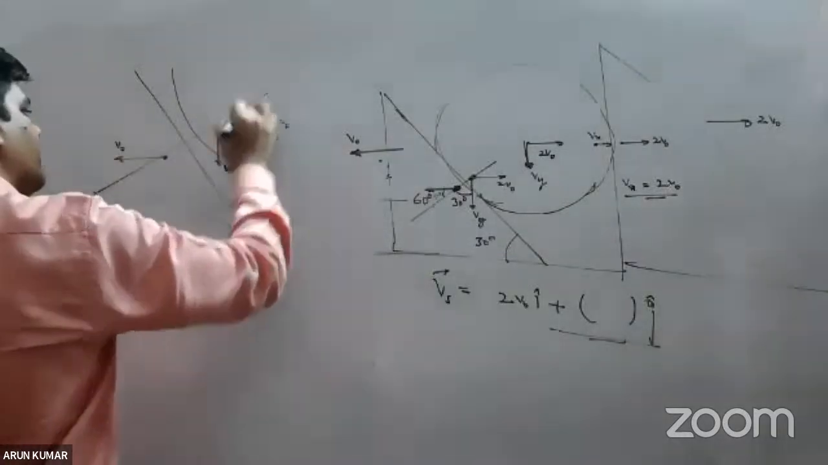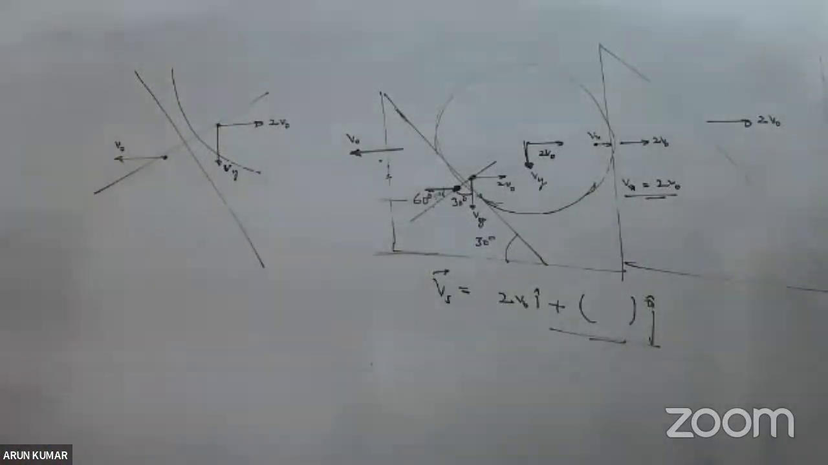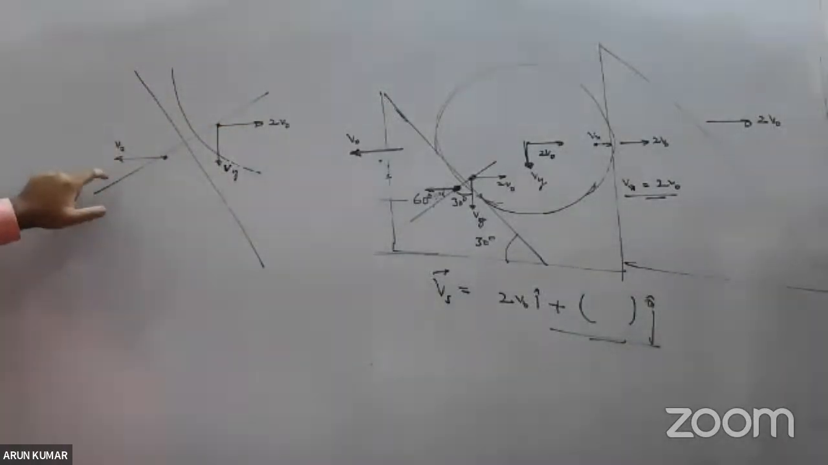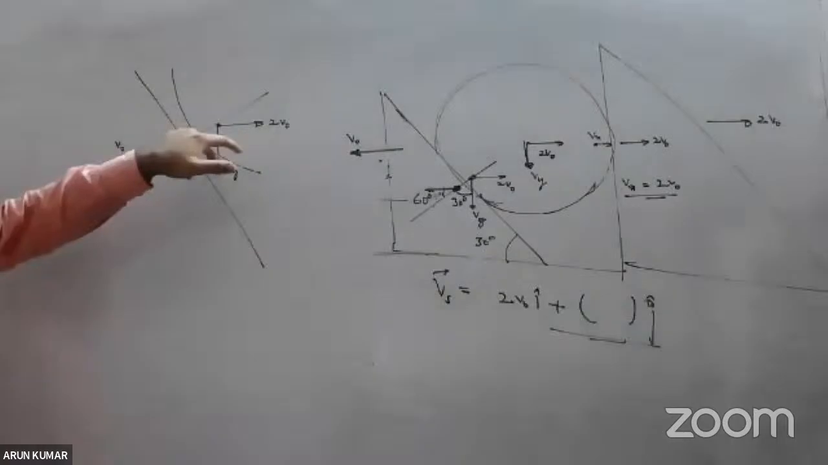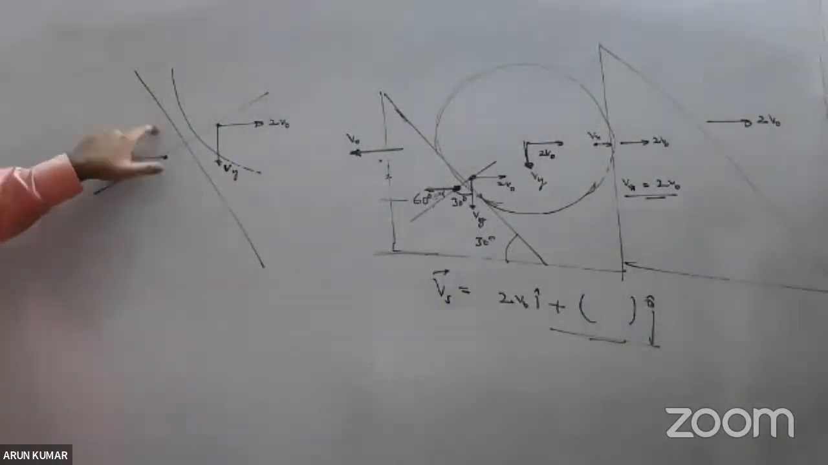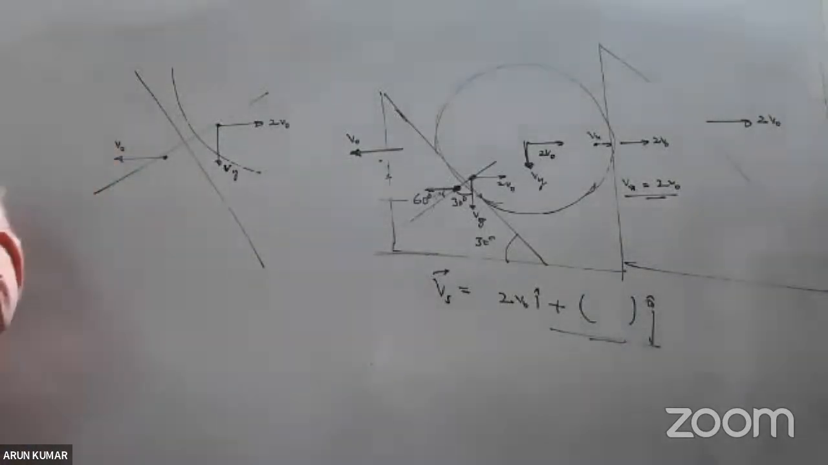Now, along this common normal, I have to take components. Component of these two vectors along the normal should be equal to component of this vector along the normal. These two velocities are the velocity of this point over here. This velocity is the velocity of the wedge over here. Wedge doesn't have vertical velocity, right? It has only horizontal velocity.